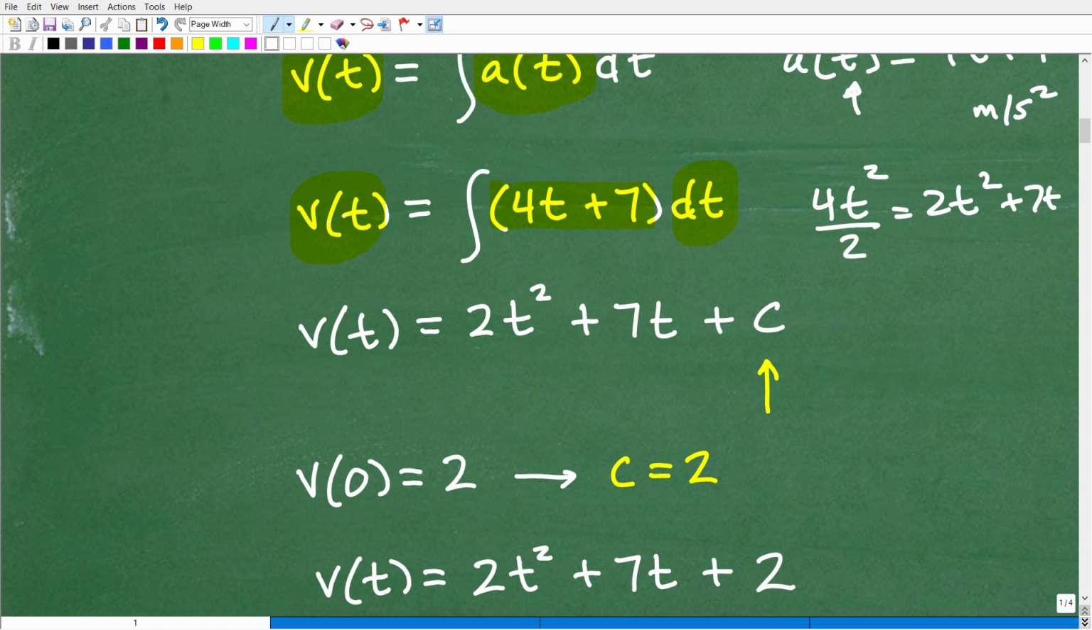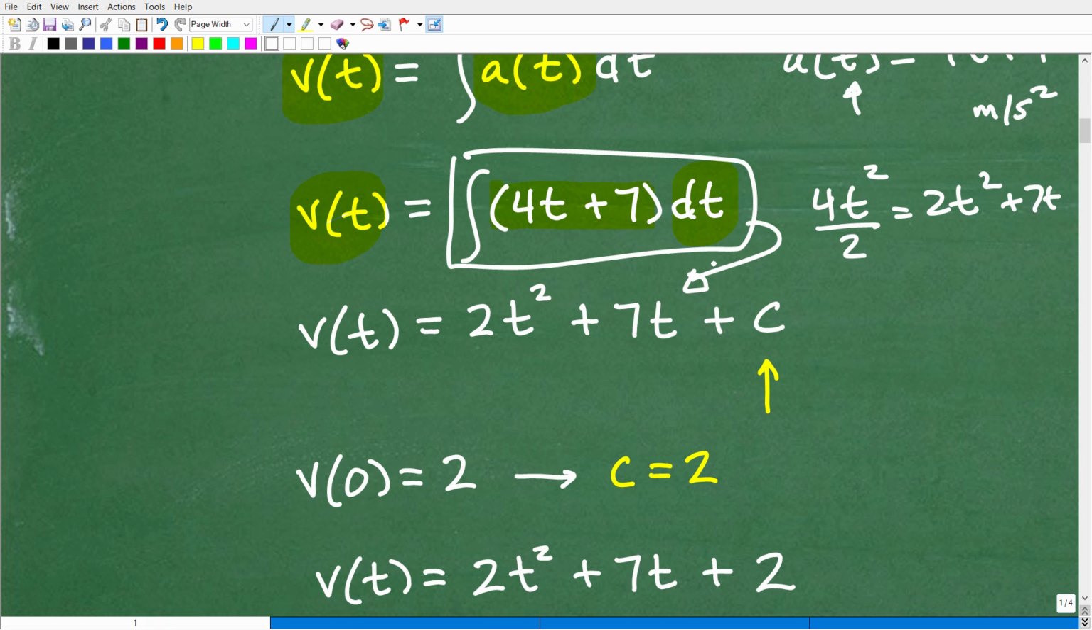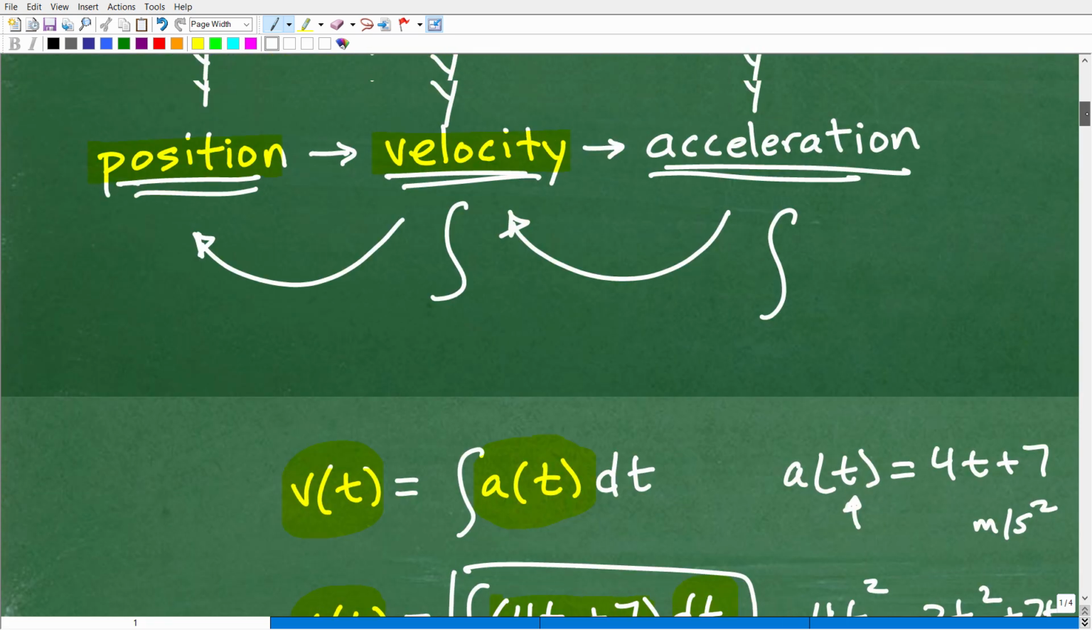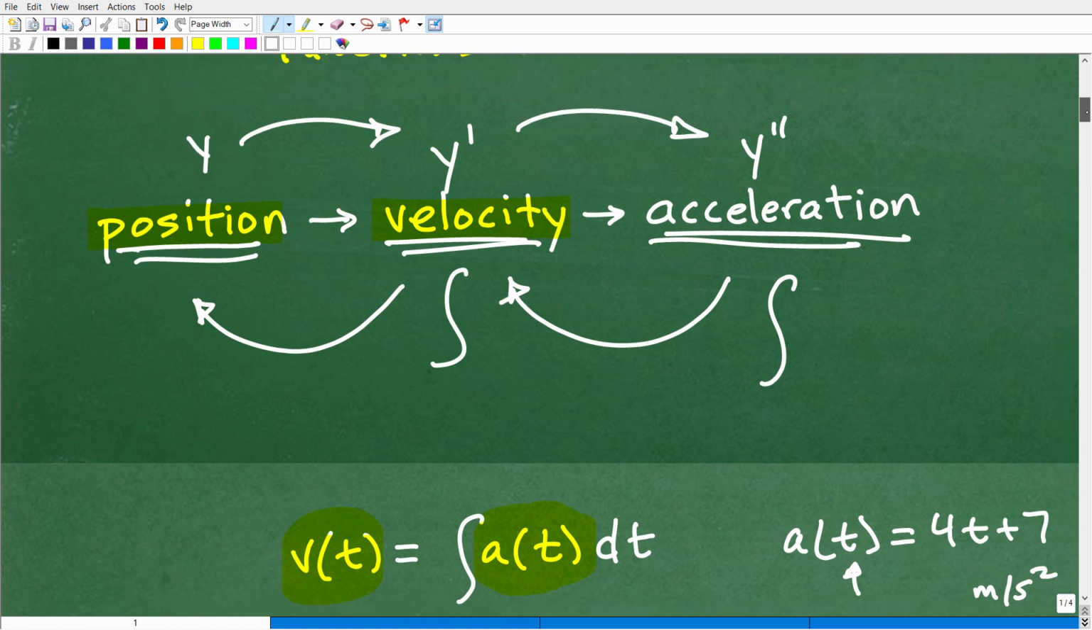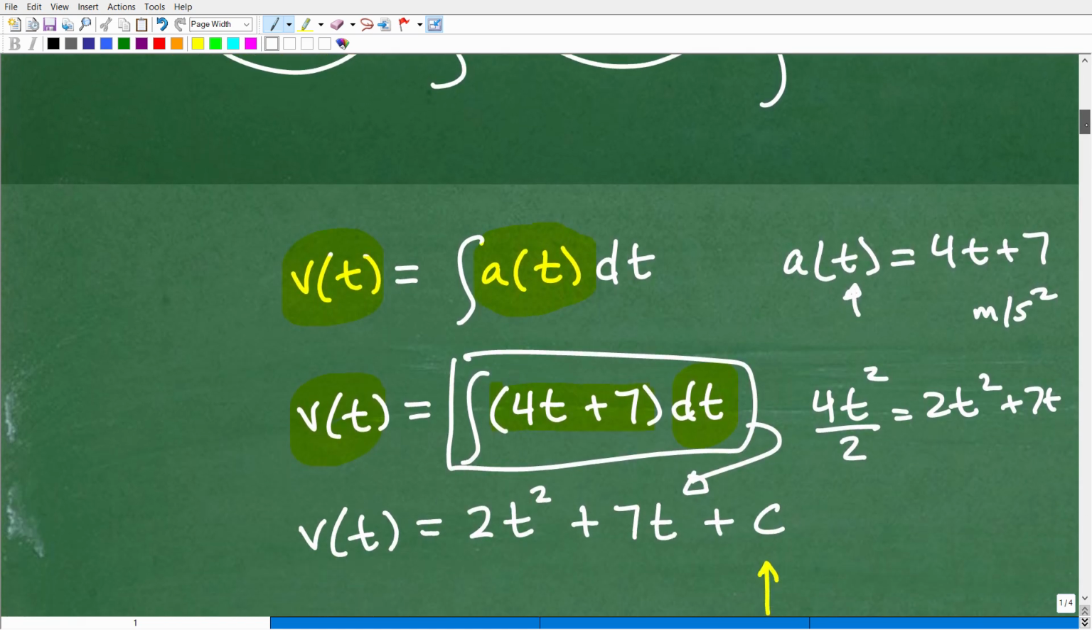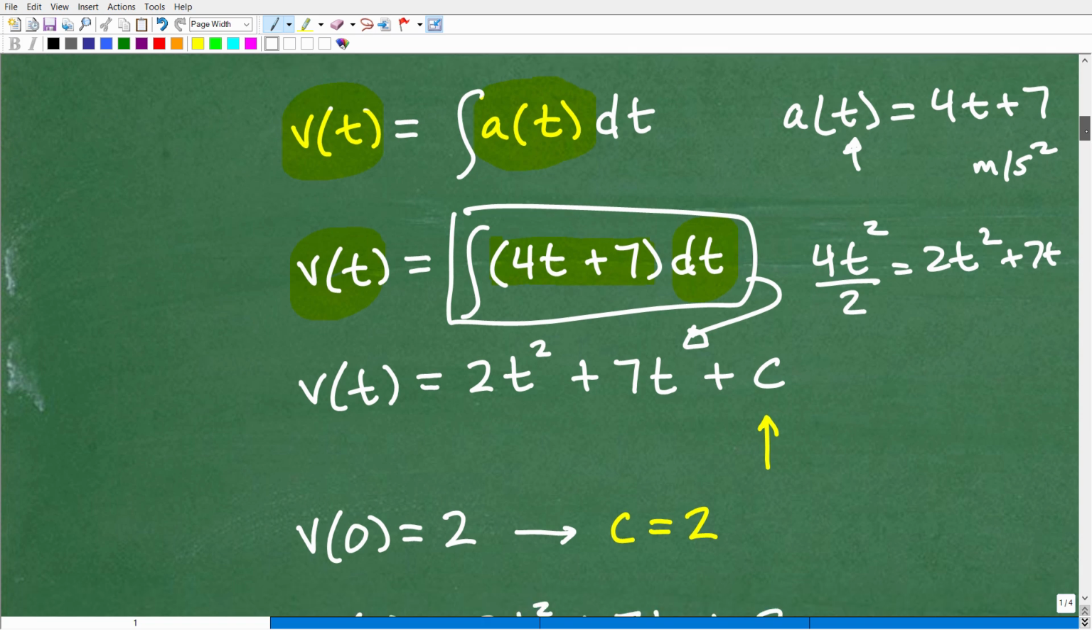Again, if you're not understanding how this goes to this, well, then you need to review the calculus aspect of your physics course. So remember, a couple things here. One, you've got to understand this relationship right here: position, velocity, and acceleration. And then you've got to understand calculus, okay?